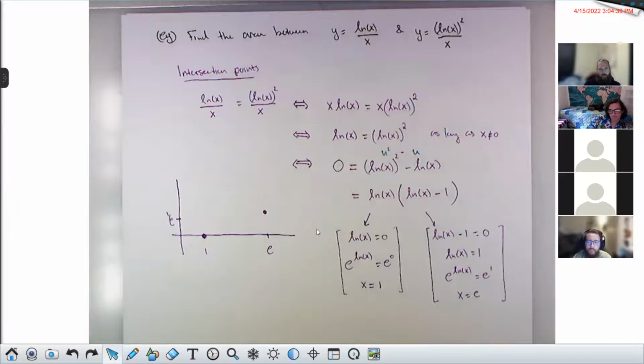One way to get the answer to the question, who's above who, is to test a point. Plug some x value from this interval into both and see which one is larger. And then you can tell who's the upper and who's the lower without the graph. Now, a number between 1 and e that is also nice to plug into a natural logarithm. Can anybody suggest one of those?